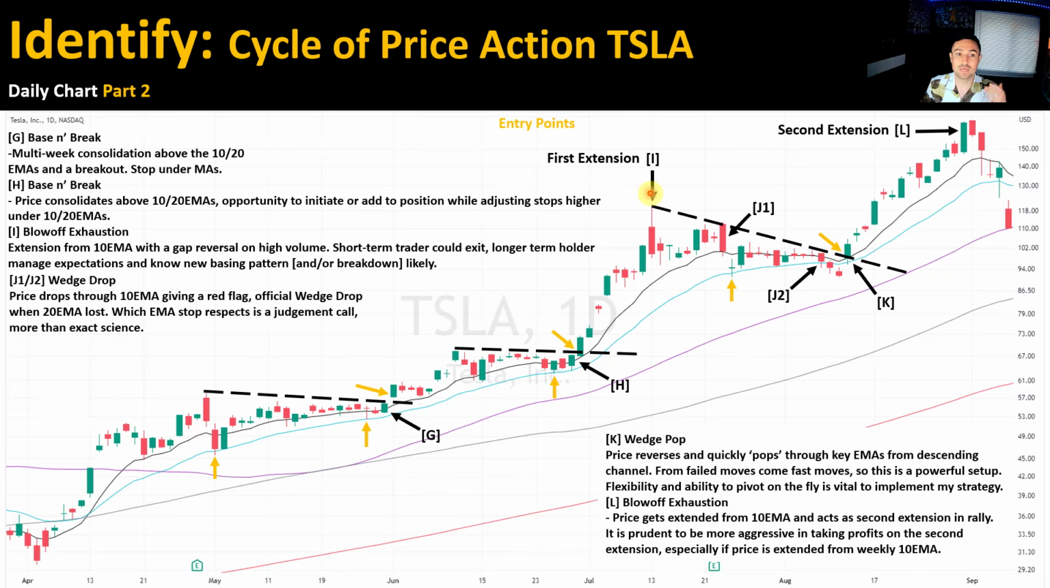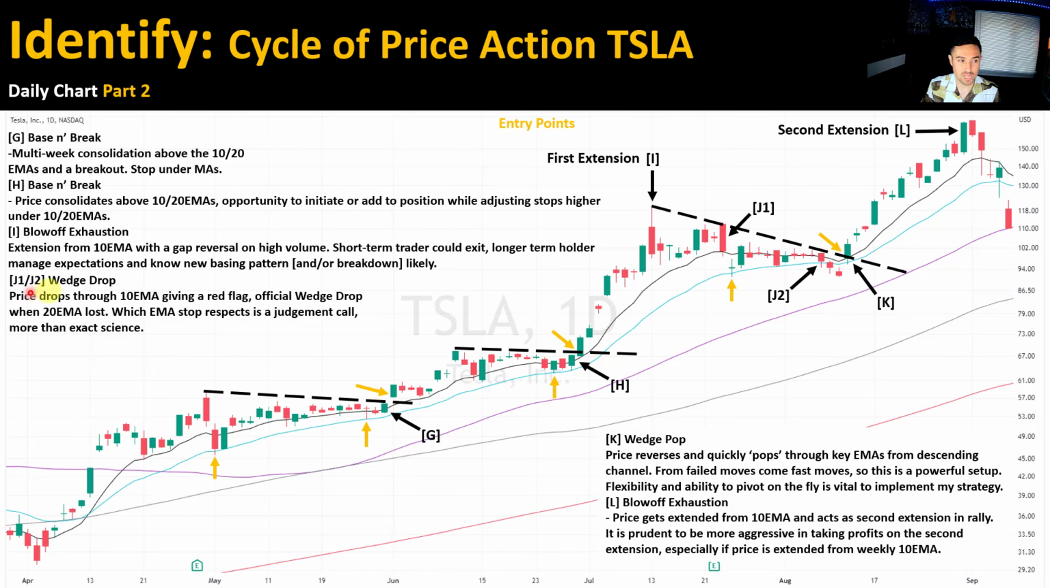Then at point I, you get your first extension. So this is a blow off exhaustion: extension from the 10 EMA with a gap reversal on high volume. So price actually gaps up, supply shoots taking it up, and then it comes back down. This is the first extension. So we want to be aware of a first extension and then a second extension. It is then rare to see a third extension. We're going to come on to extensions a little bit later on.